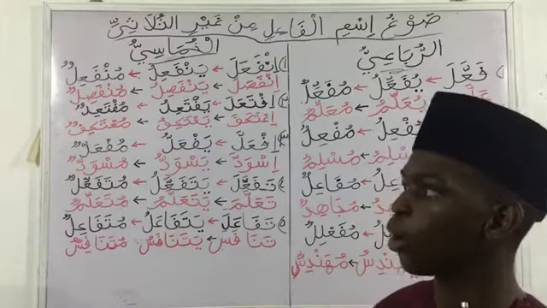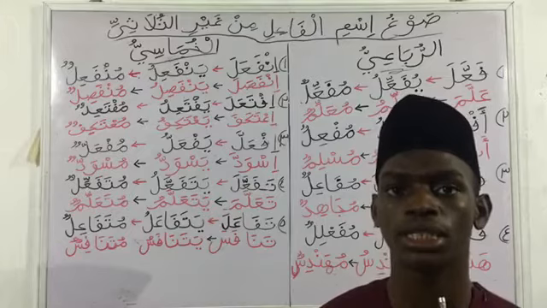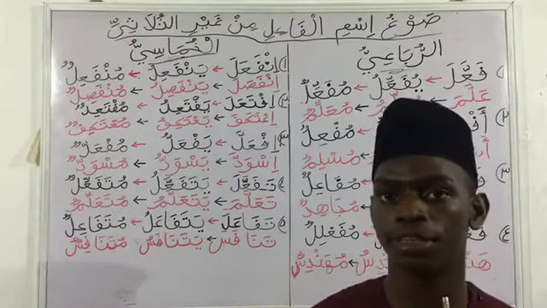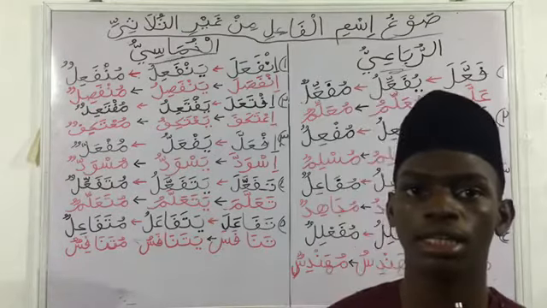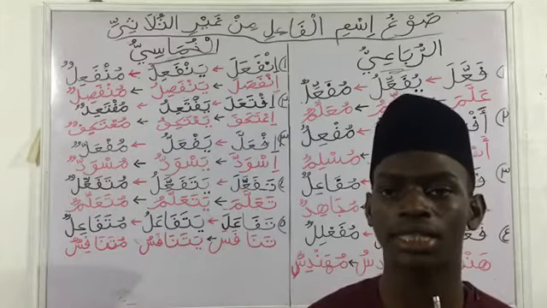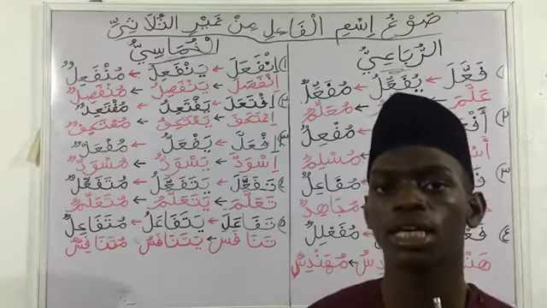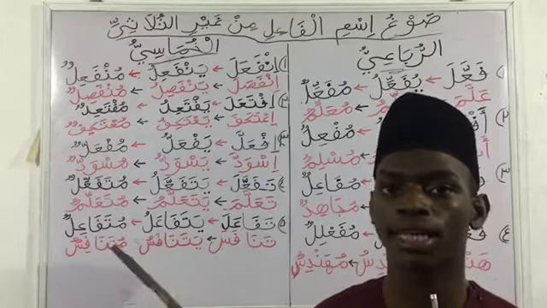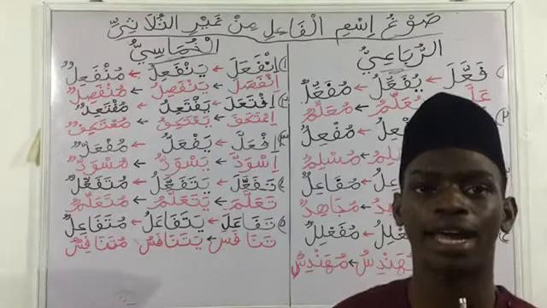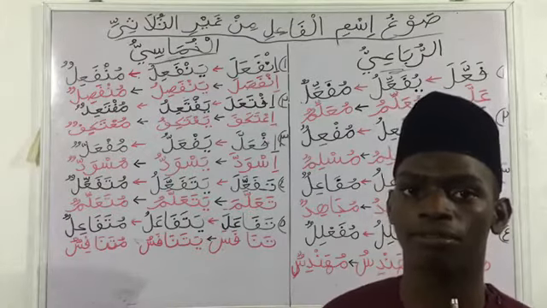Yesterday we started on the Sawgu Ismul Faail min Thulathi, which is the formation of Ismul Faail from the three-lettered verbs. We talked about the formation of Ismul Faail, which is the noun. When we have a three-letter verb, we make the shape of fa'ala, and it goes into the shape of fa'ilun to become an Ismul Faail.